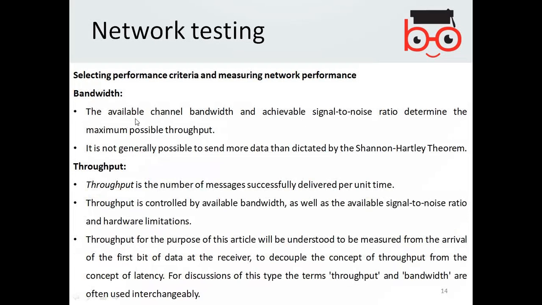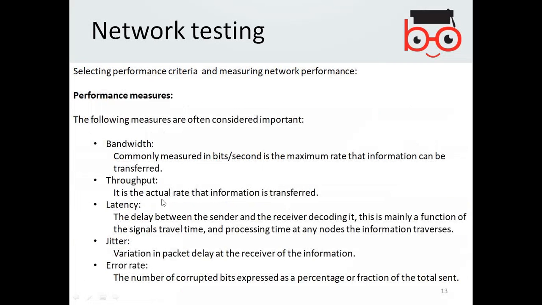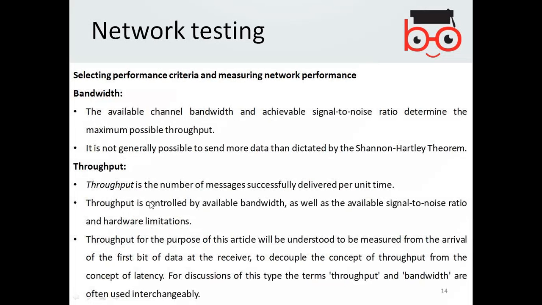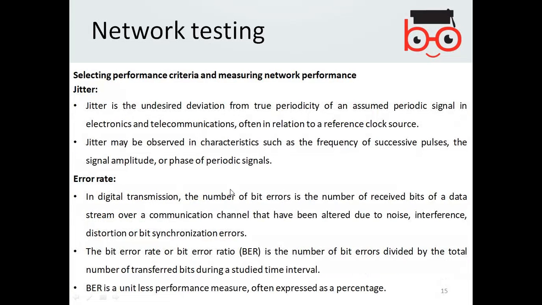And as the name suggests, these are simple explanatory definitions. Let's say the available channel bandwidth and the achievable signal to noise ratio determine the maximum possible throughput. Throughput is the number of messages successfully delivered per unit time. These are short definitions of these terms, and these are a bit more detailed definitions. So we move further to the next slide, and you can always revisit these definitions in more detail.